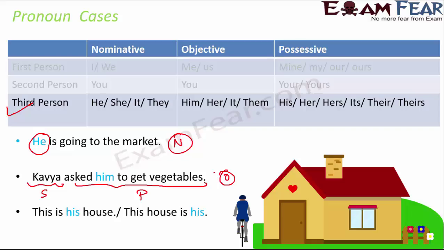Finally, the third example, this is his house or this house is his. So here this his shows ownership of the house, or a possession of the house, that the house belongs to him. So this is an example of possessive case. Again, when you say this is his house, in this case his is a possessive adjective. So please very minutely understand the difference between possessive pronoun and possessive adjective.